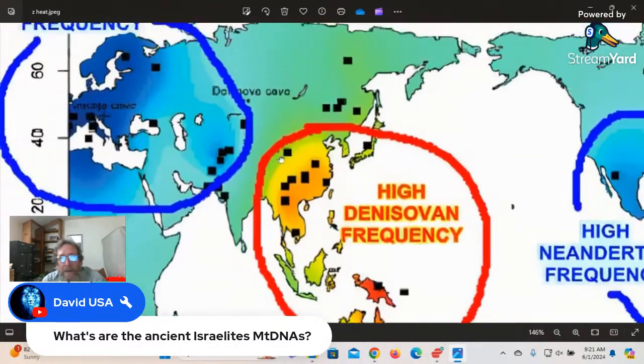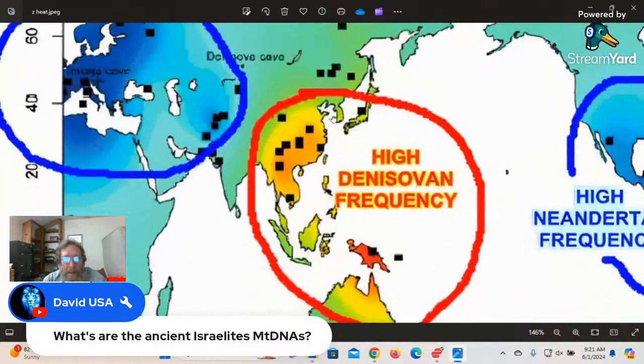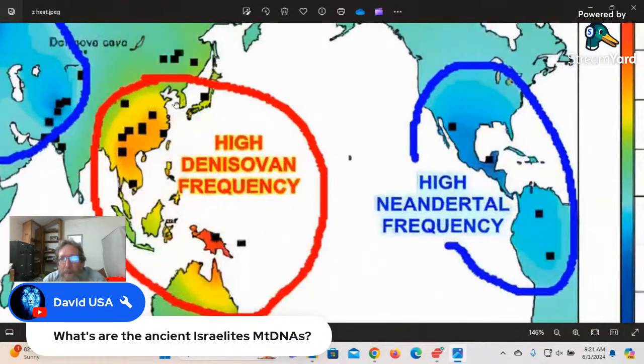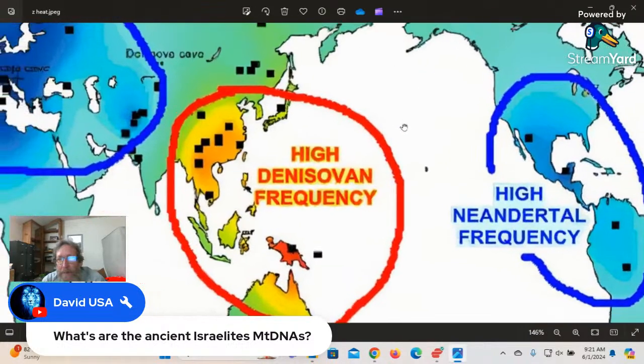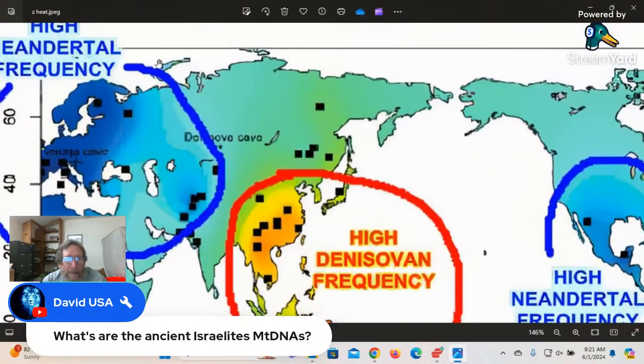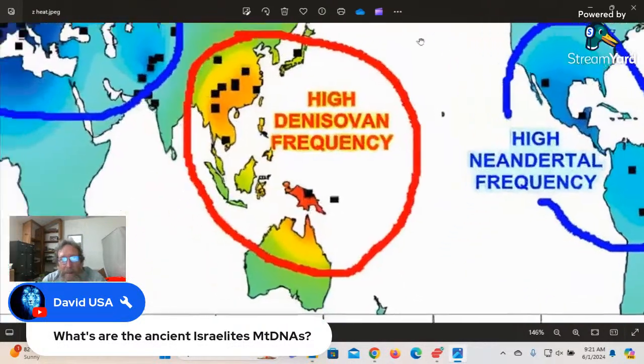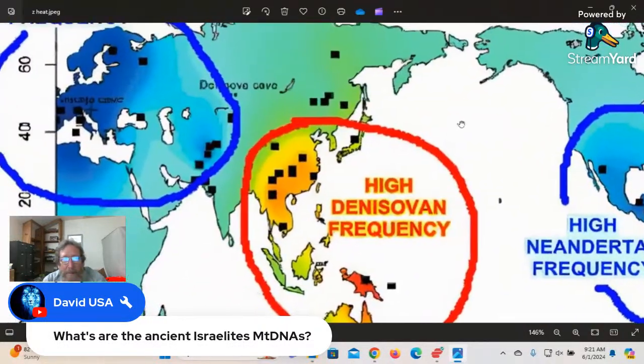And the other thing is look at, this map doesn't show it so well. Yeah, and this is showing something different. This is mixing it with Neanderthal. So they're saying Neanderthal, but there's other charts like this that are a little bit different.